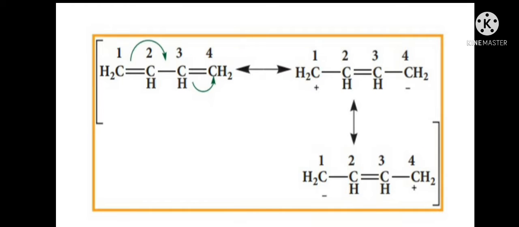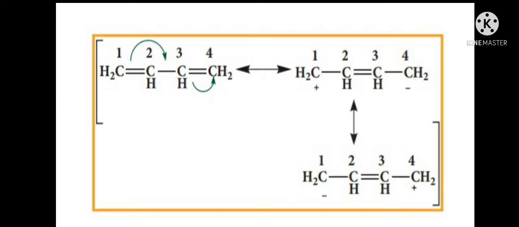Consider 1,3-butadiene. It is expected that the bond between C1-C2 and C3-C4 should be shorter than that of C2-C3, since C1-C2 and C3-C4 contain double bonds, whereas C2-C3 contains a single bond. But the observed bond lengths are the same. This property cannot be explained by a simple structure in which two pi bonds are localized between C1-C2 and C3-C4.